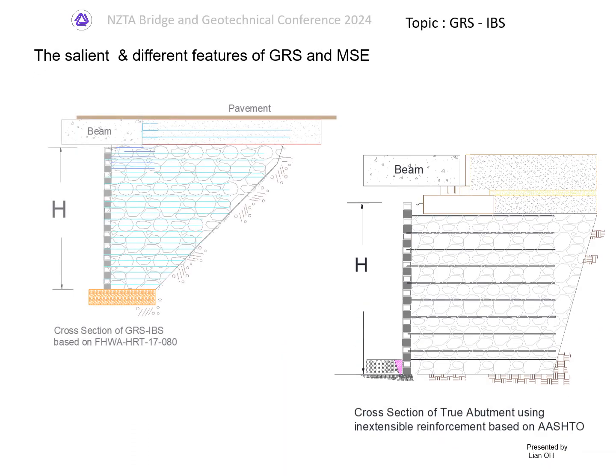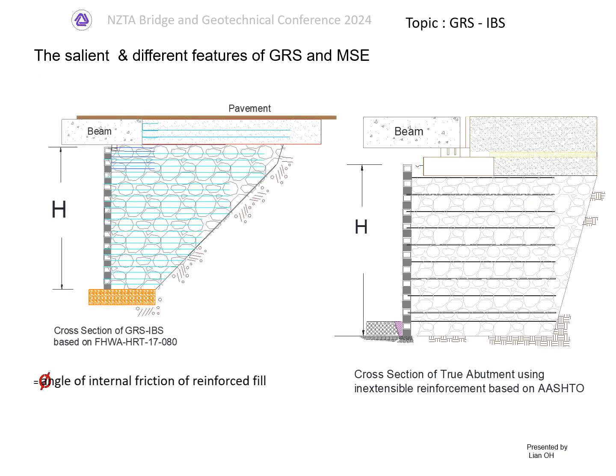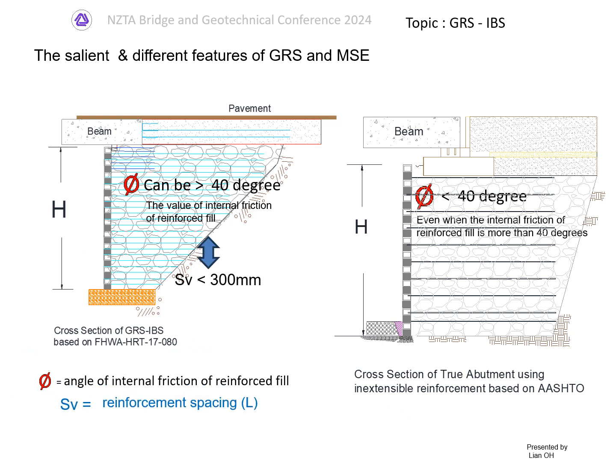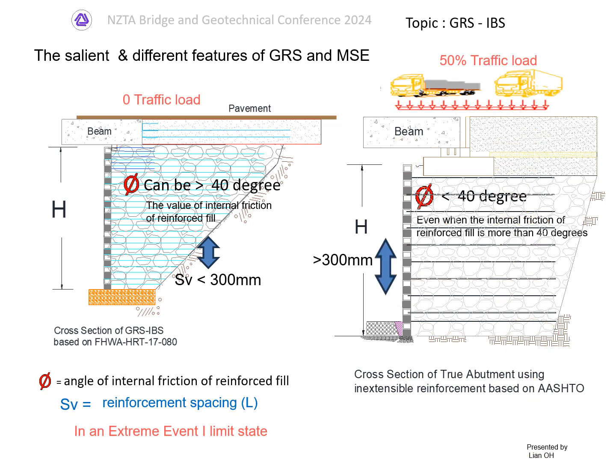The salient and different features of GRS and MSE are: 1. The internal angle of friction for MSE shall be less than 40, for GRS it can be greater than 40. 2. The spacing of the reinforcement for GRS shall be less than 300, for MSE it can be more than 300. 3. In extreme event 1 limit state, there is a 50% traffic load surcharge on MSE, whereas no consideration of traffic load is required for GRS.